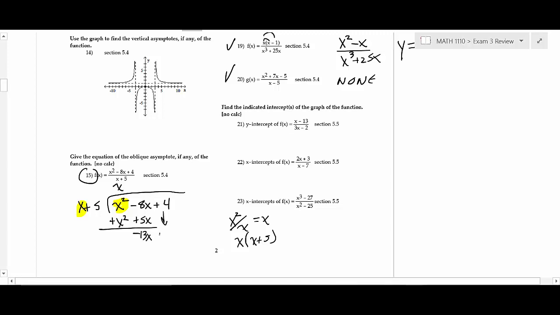And then you bring down the next number. And then you got to go through this loop one more time. So now we're going to start all over again with these two numbers. So we're going to have negative 13x over x, and that's negative 13. So it goes like that. Okay, then we multiply, so we do negative 13 times x plus 5. That's going to give negative 13x, and then negative 13 times 5 is negative 65.